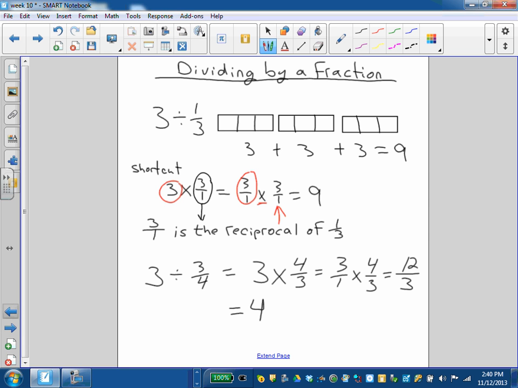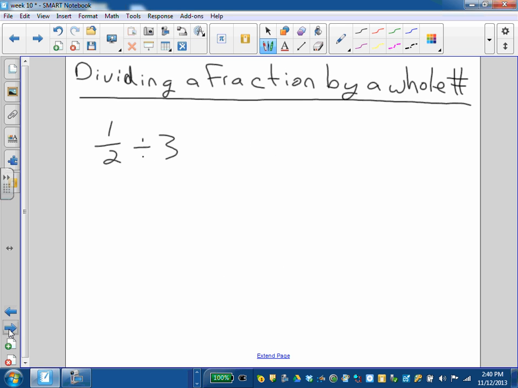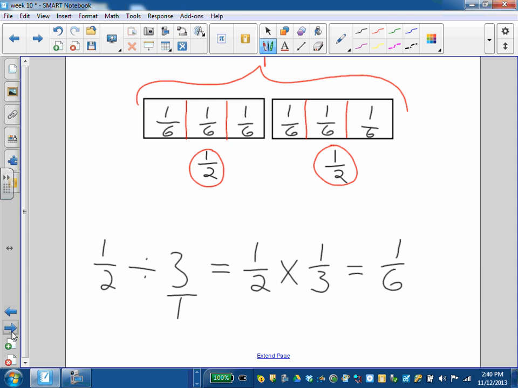Okay? The same with 3 divided by 3/4. 3 stayed the same. Here's 3 here. When we just put it over 1 to make it a fraction, it didn't change. 3 over 1 is the same thing as 3. We changed the symbol, and then we flipped, took the reciprocal of the fraction that was behind the division symbol. Okay? We do the exact same thing when we are dividing a fraction by a whole number. So let's look at our examples here.